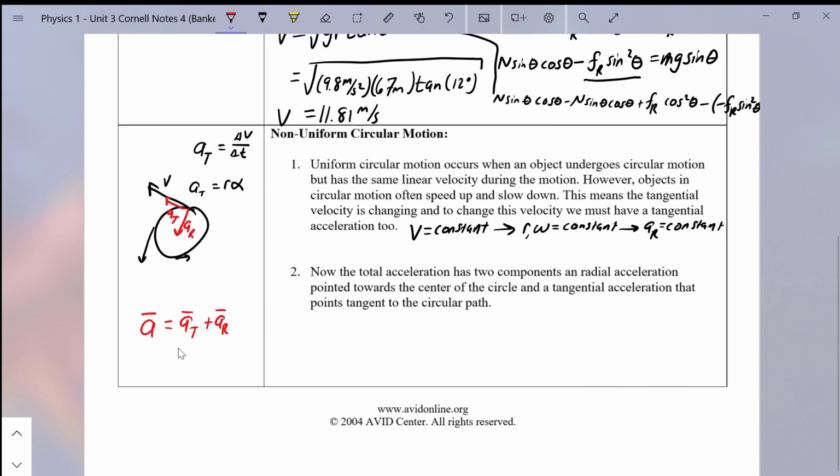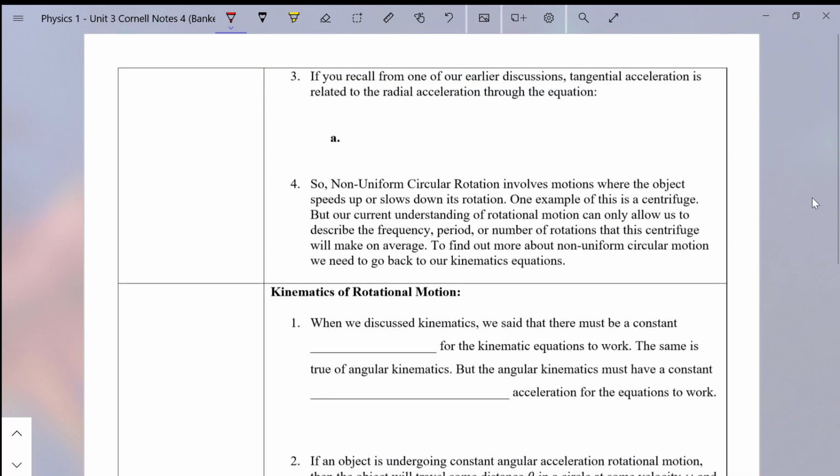If you remember, there's a Pythagorean theorem that we can use, which says that the square root of a t squared plus a r squared is equal to our total acceleration. So if we want to find the magnitude of the total acceleration, we would need to know the tangential and the radial accelerations, square them, add them, and take the square root, using the Pythagorean theorem.